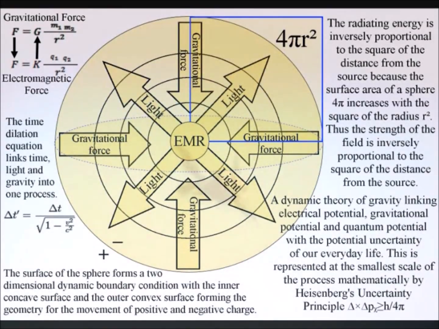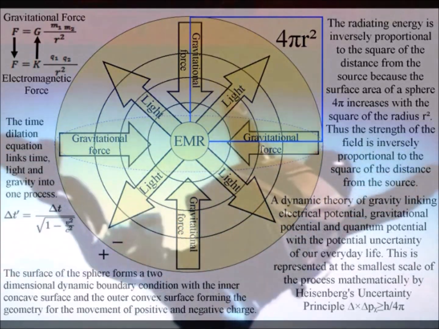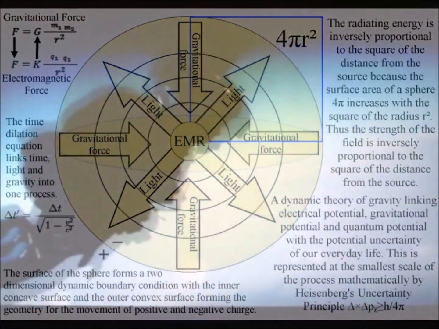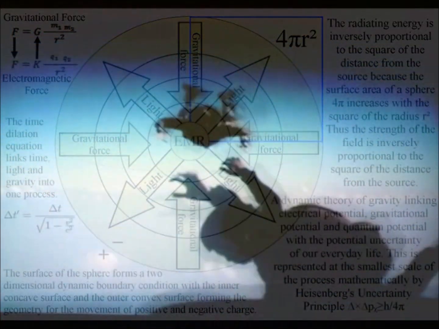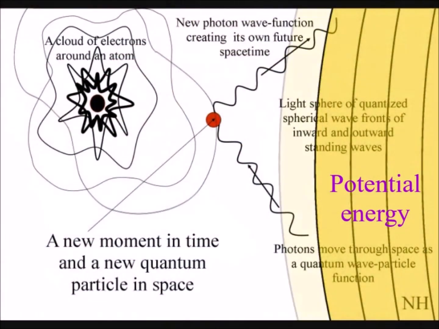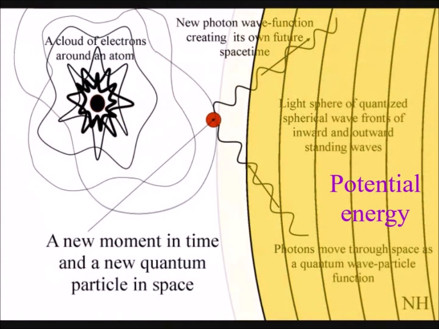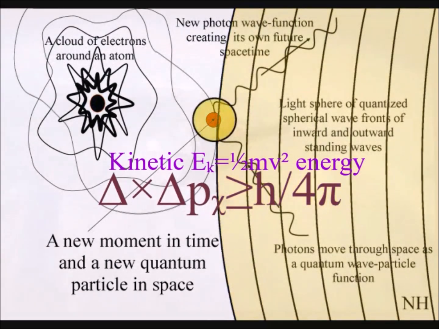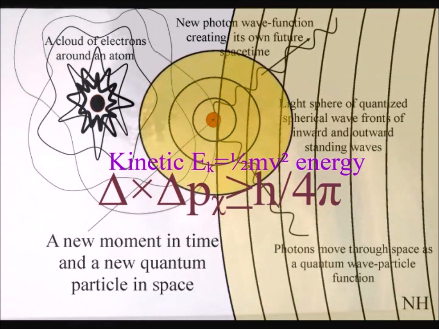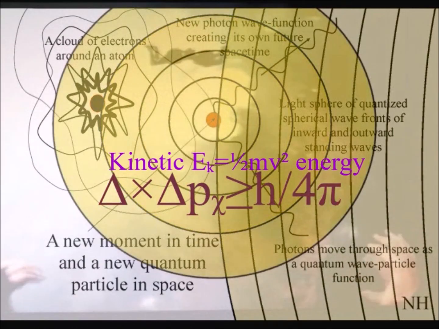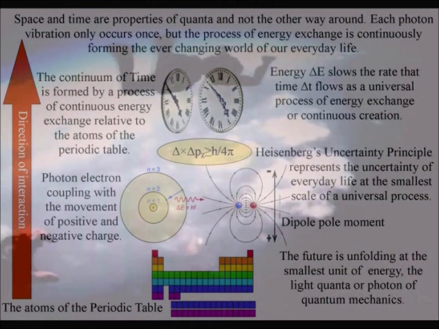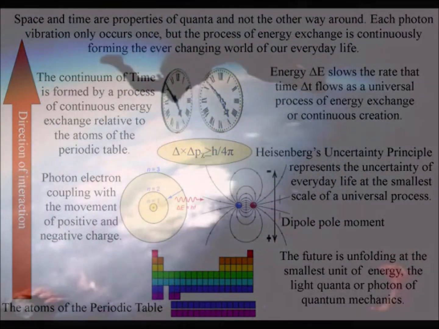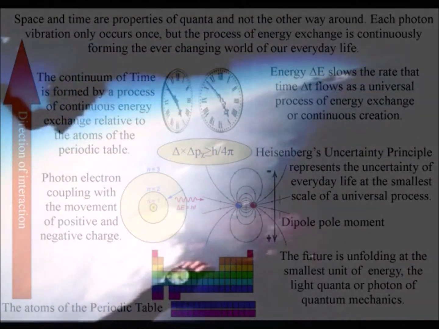In this theory, gravity is quantized because everything is based on a universal geometrical process of energy exchange formed by light photon energy continuously transforming potential energy into the kinetic energy of matter in the form of electrons. We have the potential energy of what might happen continuously changing into the kinetic energy of what is actually happening as an uncertain probabilistic future unfolds.